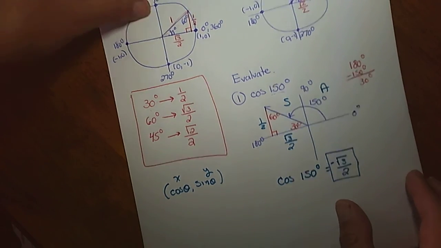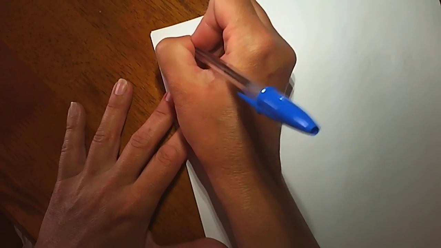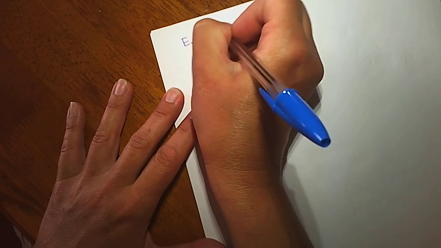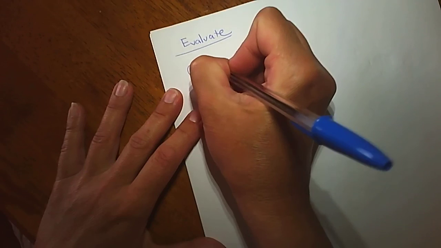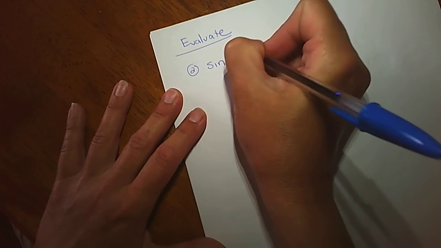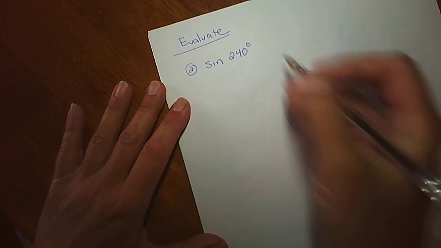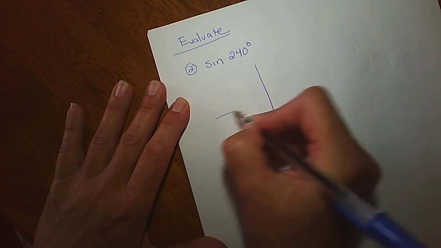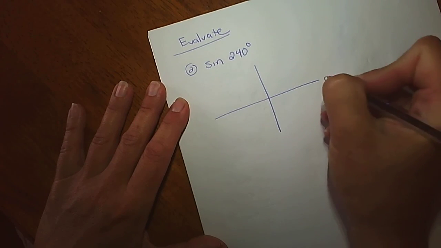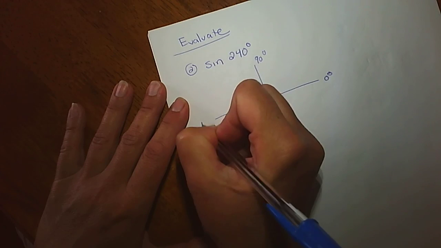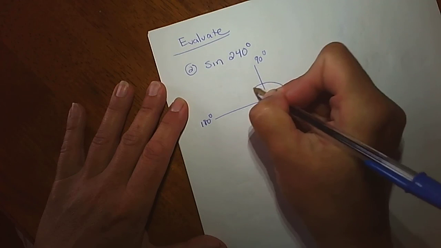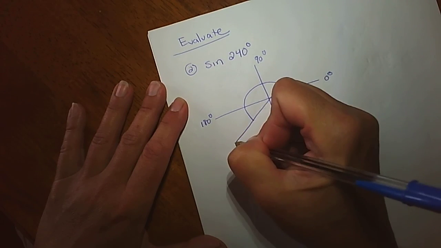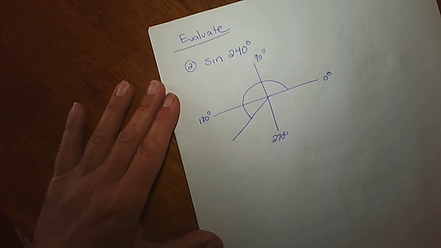So let's do another one of those. Right, we're still evaluating. This time I'm going to do sine 240 degrees. Okay. So 240. So 0, 90, 180. Down here is 270. So 240 is going to pull me about here. Okay. Draw my triangle.